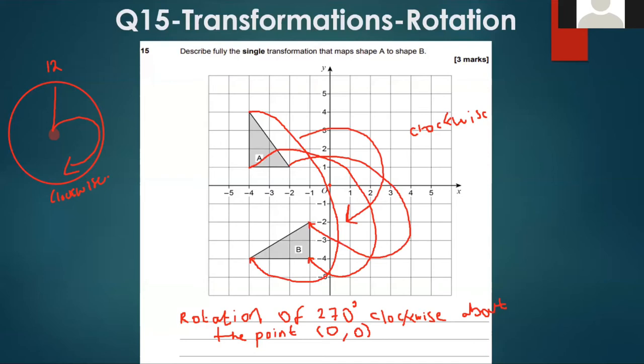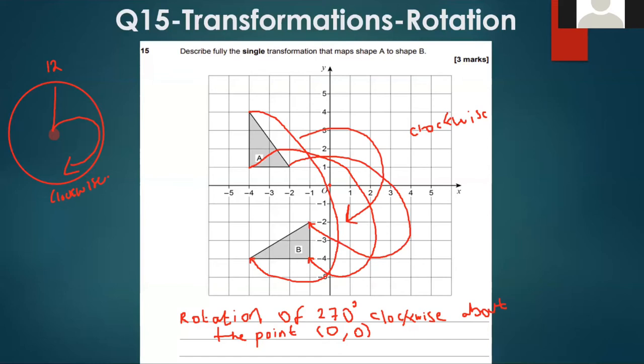and it's 270 degrees clockwise, okay, or 90 degrees anti-clockwise about the origin. So either of those answers will be correct, guys, because technically 270 degrees clockwise is the same as going 90 degrees anti-clockwise, okay? So that is the answer for question 15, guys.